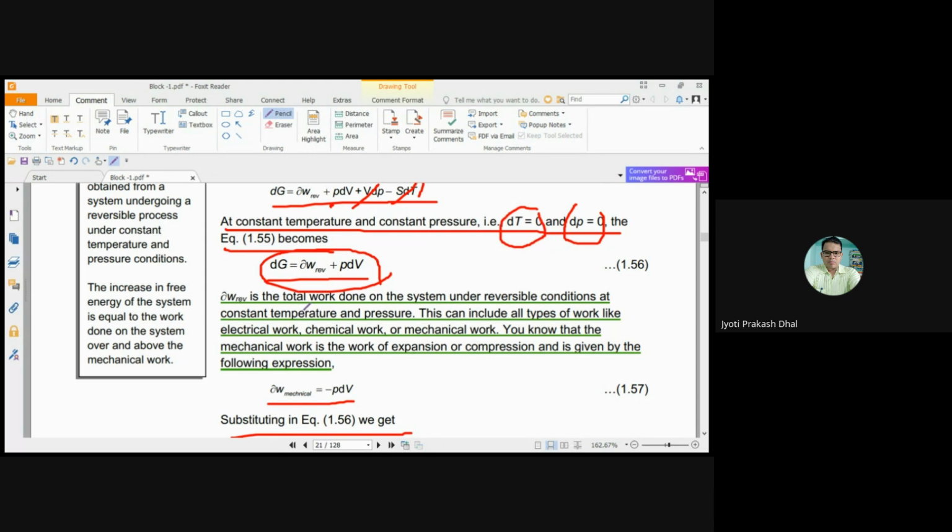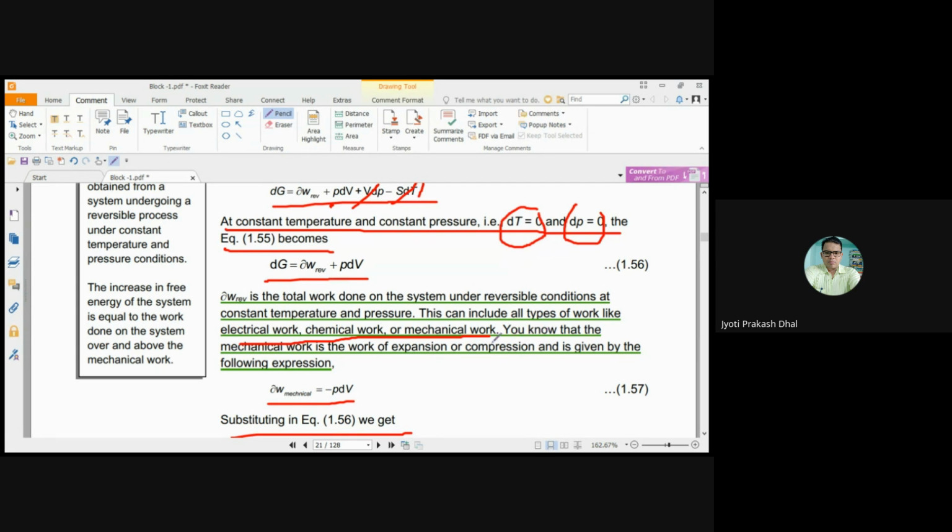Here δW reversible is the total work done on the system under reversible condition at constant temperature and constant pressure. Why are we saying the work done on the system? Because here the value is positive, so that's why we are considering work done on the system as positive work. If work is done by the system, then a negative sign will be there.